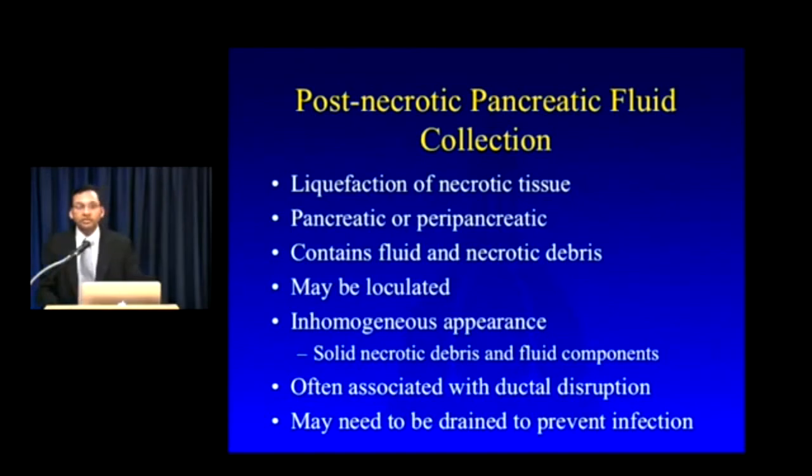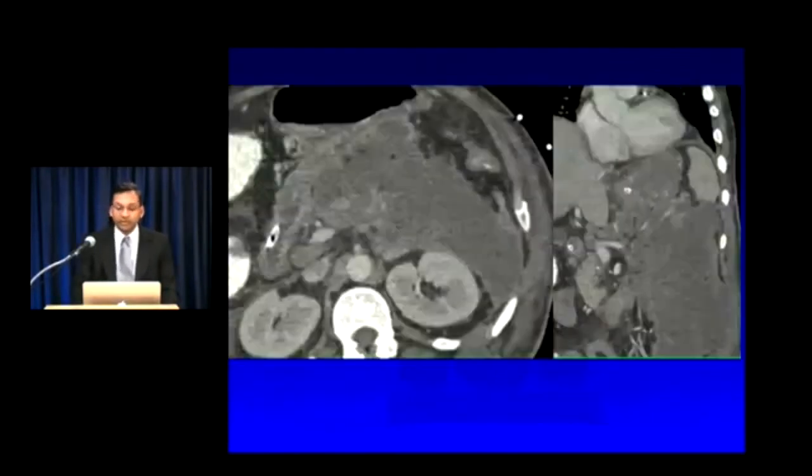Often these are associated with ductal disruption, and there is some debate as to how best to treat these collections. There are some institutions where post-necrotic fluid collections, because they offer a great environment for superinfection and the development of infected necrosis, there are some institutions where they would argue that all of these collections need to be drained preemptively to prevent subsequent infection. But that's not true everywhere. There are some institutions where these collections are just treated conservatively.